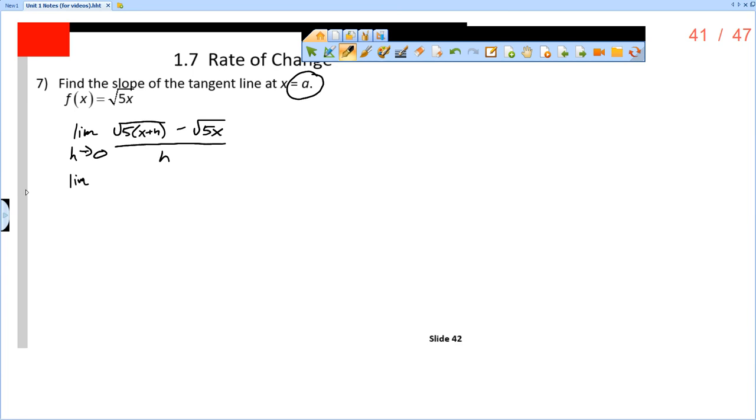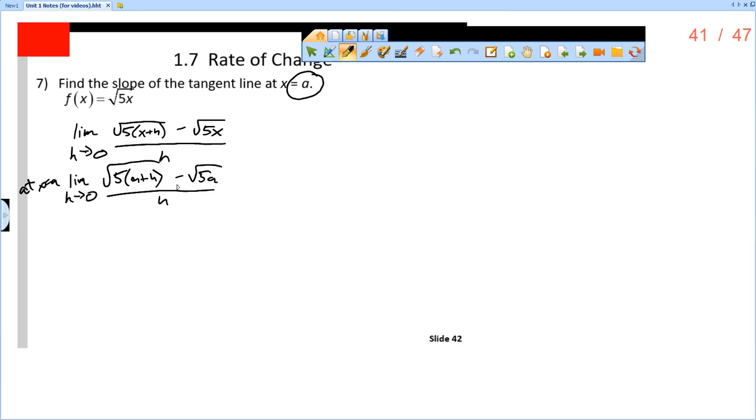So if we're doing it at x equals a, then I want the limit as h approaches 0 of the square root of 5a plus h minus the square root of 5a, all over h, right? Now, you'll see here that x and a are really just variables, so it really doesn't matter which way we approach it, either way is fine. Now, if a was a number, like 2 or 3 or whatever, then it looks a little different, but it still is the exact same process.